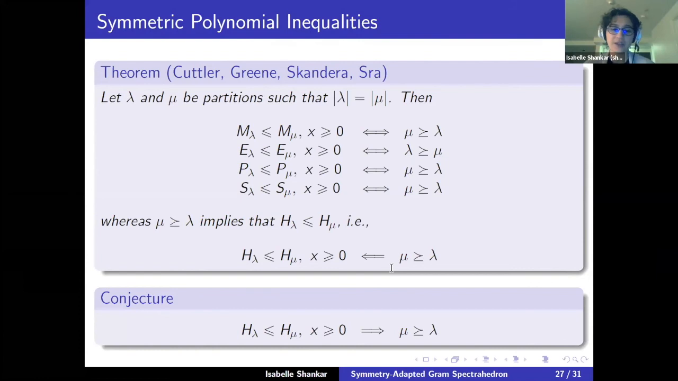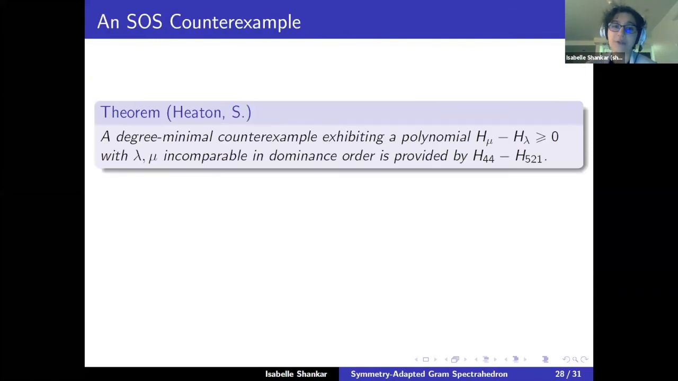How would we do that? What's the strategy here? What we want is a pair mu and lambda of partitions that are incomparable in the dominance order, but this inequality would still hold. And in fact, we were able to find such a pair. In particular, for the partitions 4, 4, and 5, 2, 1, the polynomial h44 minus h521 is non-negative on the non-negative orthant, even though 4, 4, and 5, 2, 1 are incomparable in dominance order.